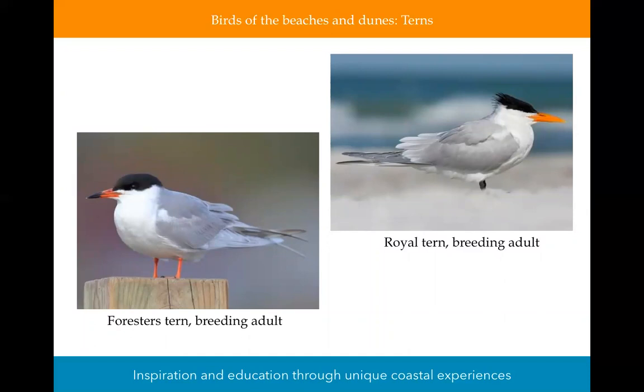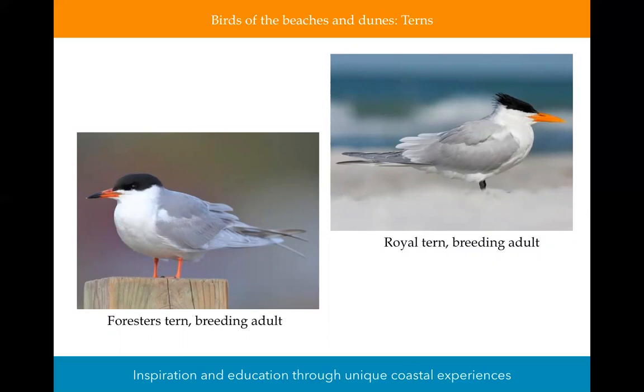When breeding, an intense black cap extending down the neck appears. The wings and the back are pale gray, while the underside is bright white. It has a black-tipped orange bill and bright orange legs. Forster's terns commonly winter on the Bolivar Peninsula and surrounding area, though they can be found year-round.